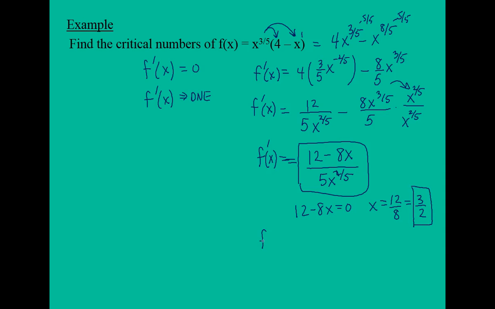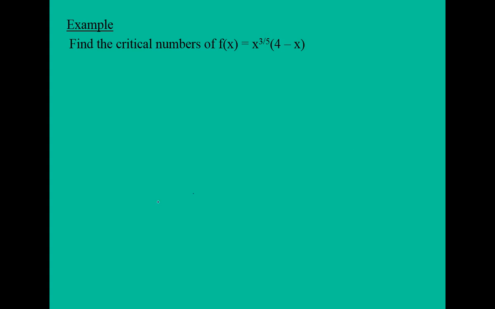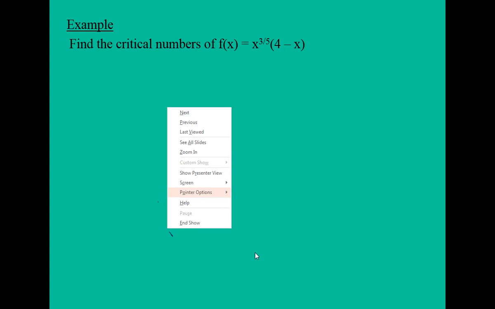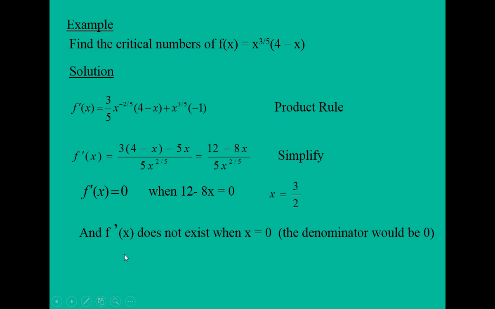We also have to check where f prime of x does not exist. How can we make that derivative not exist? Well, if we plug 0 in for x in the denominator, then that is undefined and it does not exist. So here is another critical number. So we have two critical numbers, x equals 3/2 and x equals 0. This example is showing using the product rule instead of multiplying through first, but you see we get the same result.